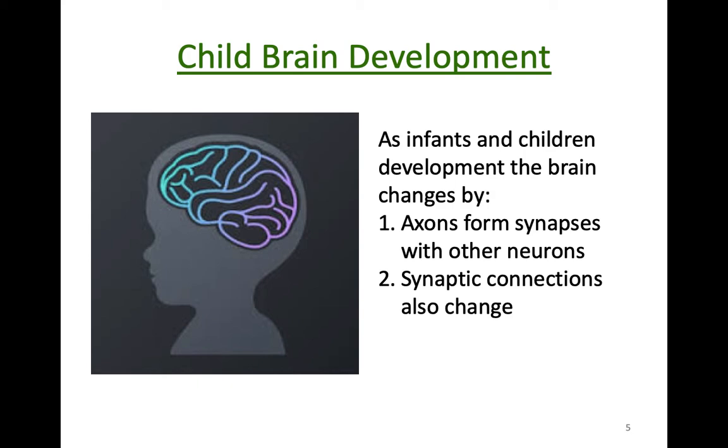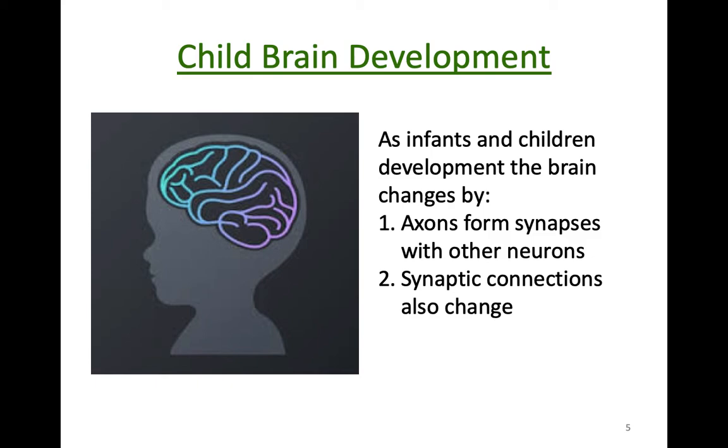So just in terms of thinking about our anatomy and our brain, as infants and children develop, their brains change in a couple ways. The first is that axons form synapses with other neurons. Recall from last week that neurons communicate to each other by passing an electrical signal through an axon, release of chemicals across a synapse, which then bind to another neuron.